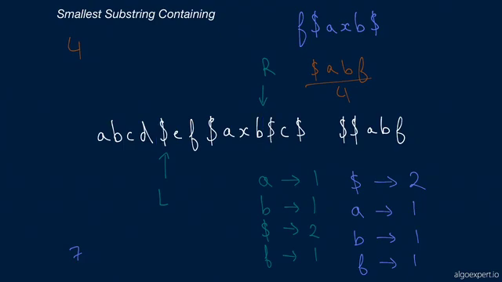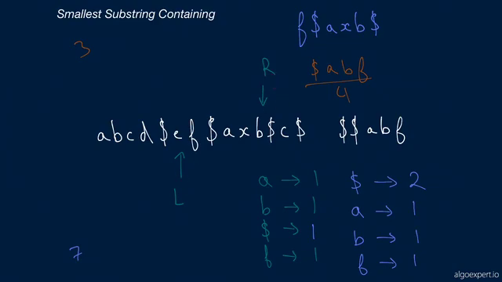Okay, so now we move the left pointer to the right again. And now suddenly we've lost a $ sign. So the $ sign gets decremented to 1. I'll put it in purple so you can see. 1 is not equal to 2. So we've lost a unique character count, so we can decrement this 4 to 3. And now we move the R forward.